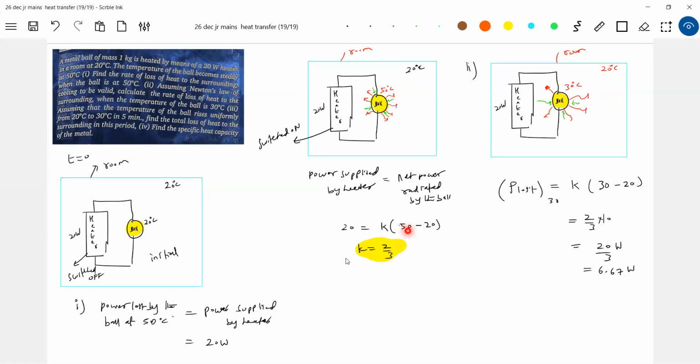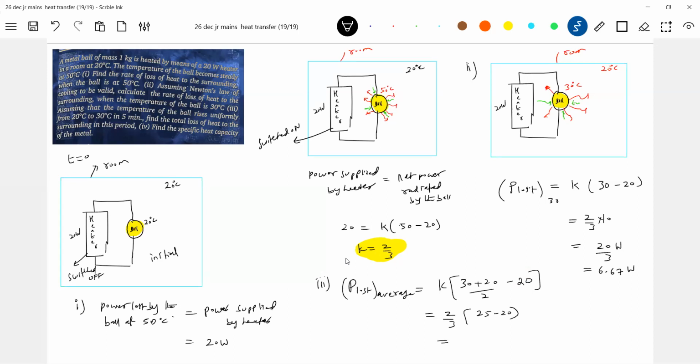So power lost, average, okay, the third part of the problem. Average power lost should be equal to K times mean temperature minus 20. What is the mean temperature? 30 plus 20 by 2, minus 20. Initial temperature was 20. K value 2 by 3. So 25 minus 20 is 5, 5 into 2 by 3, 10 by 3.